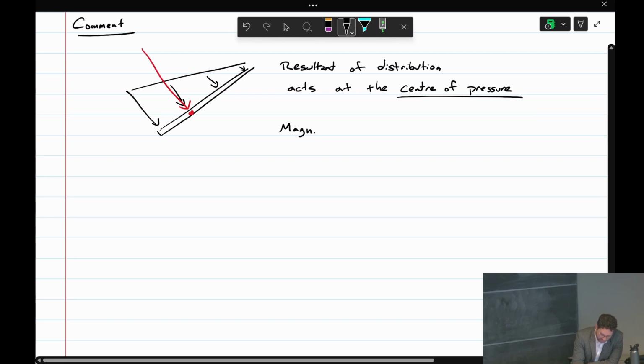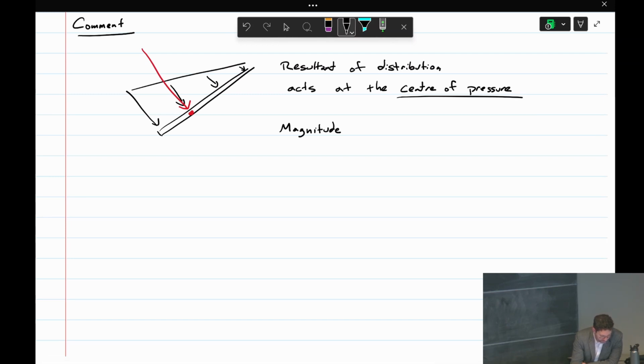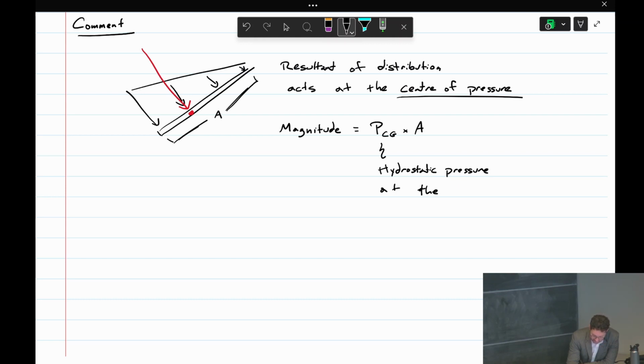The magnitude of that is P_CG, which I'll define, times the area of the whole plate. So that whole plate is area A. I've drawn it 2D, but the area also includes the width into the page. So P_CG is the pressure, say hydrostatic pressure, at the area centroid.